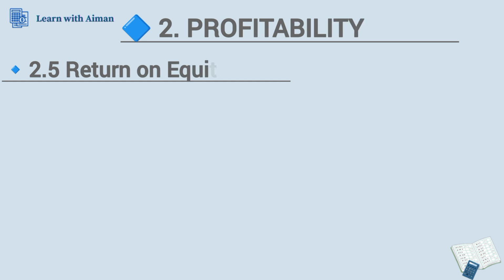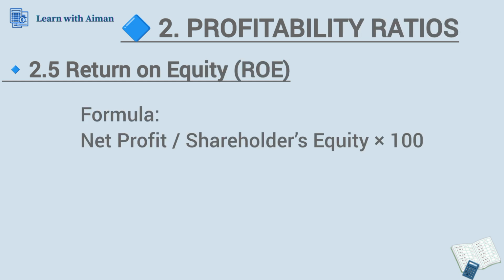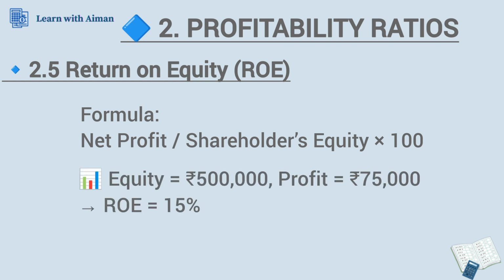Next, we have our ROE, which means return on equity. Our formula is net profit over shareholders' equity multiplied by 100. Equity equals 500,000 and profit equals 75,000.